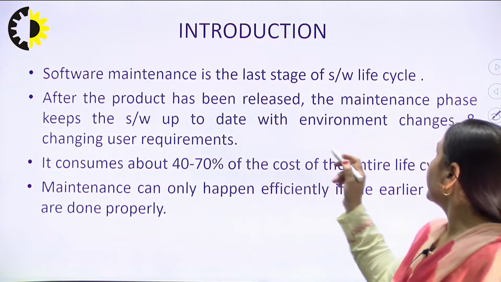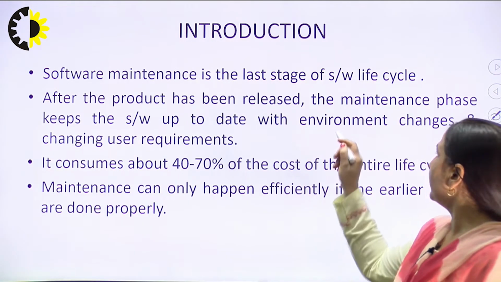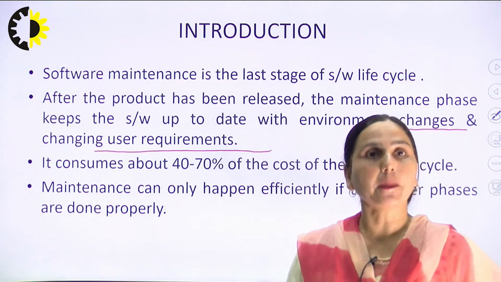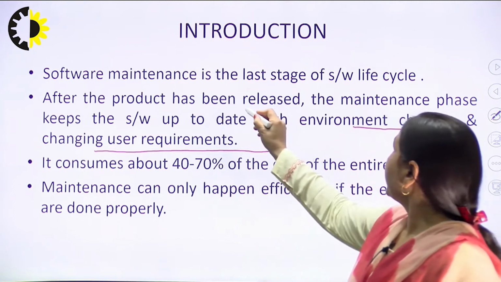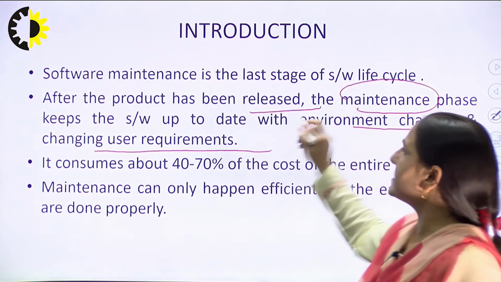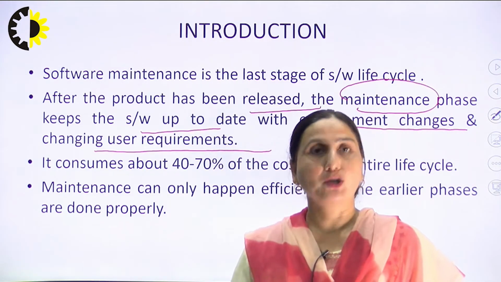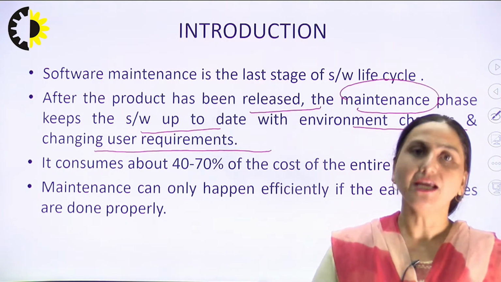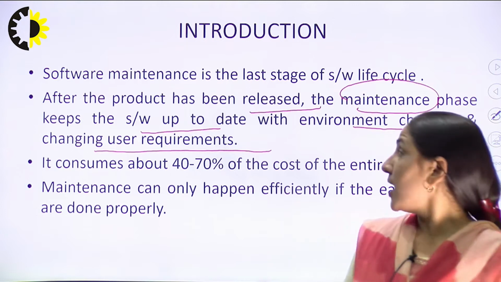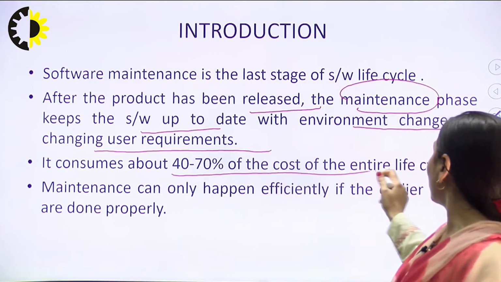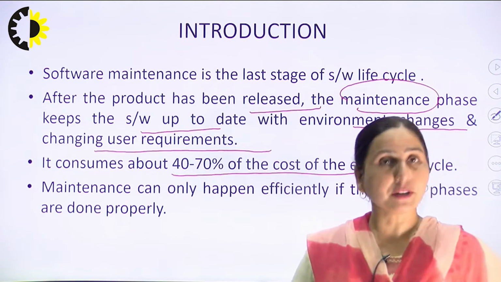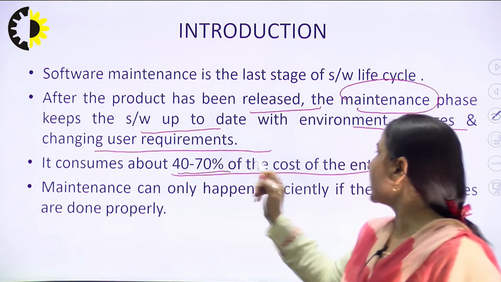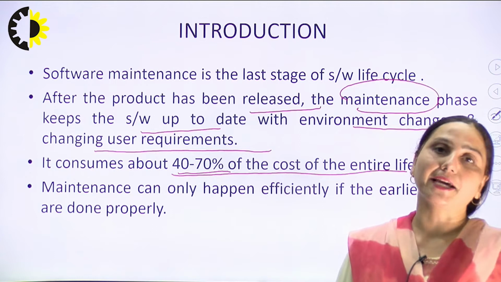As the product has been released, the maintenance phase keeps the software up to date with environment changes and changing user requirements, because the requirements of the user keep on changing. Based on those requirements, if we need to keep our software up to date, we of course require maintenance of that software. It consumes about 40 to 70% of the cost of the entire life cycle. This is also a very important thing: out of the total cost, it is the phase which consumes 40 to 70% of the total cost of the entire life cycle.